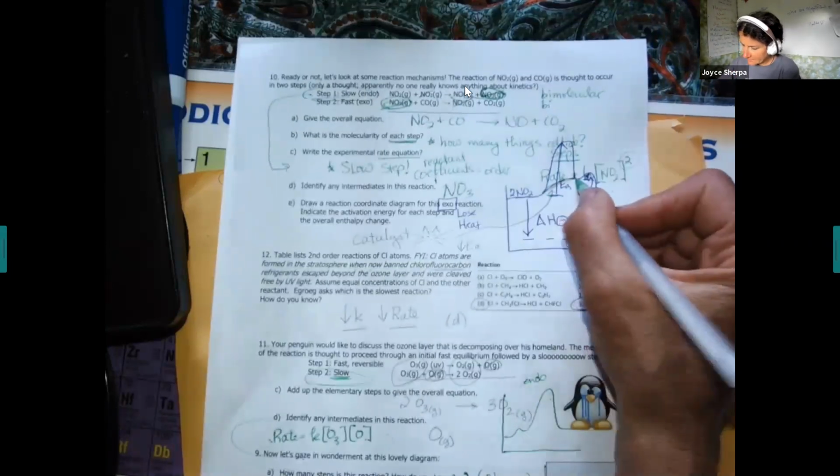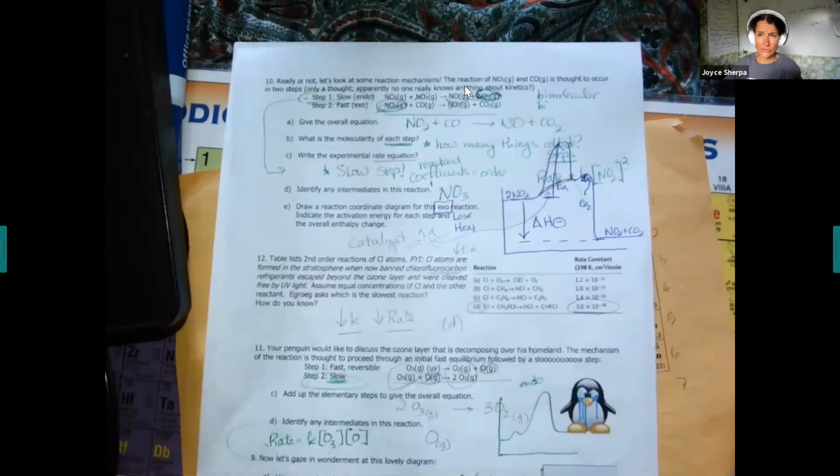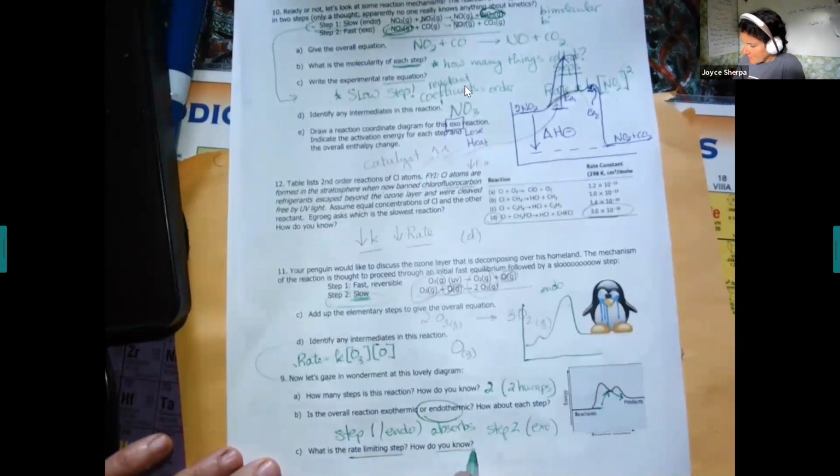If we look at how I drew my diagram up here, my first step was endo, and then my second step was exo. You might see a question that comes up in the future where I specify each step, that the step is endo, the step is exo, and that's how you can show it. And then the last one is, what is the rate limiting step and how do you know?